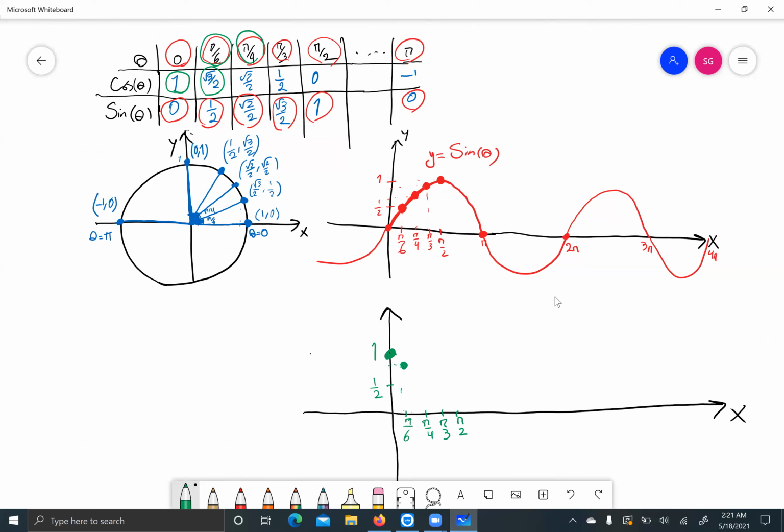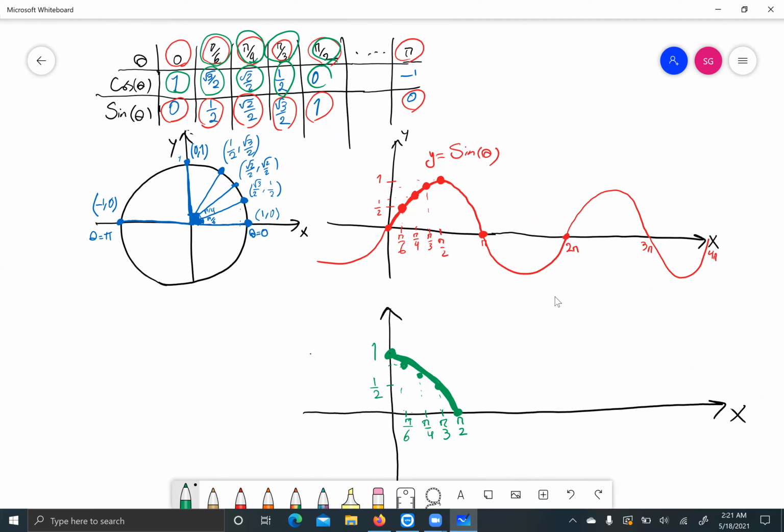At pi over 4 it is square root of 2 over 2. So it's going to be somewhere here. At pi over 3 it is half. So it's going to be here. And finally at pi over 2 it is 0. So at pi over 2, it reaches 0. So if you connect them, maybe my measurements are not very good because I should get a curve, but something like this. It should go something like that.